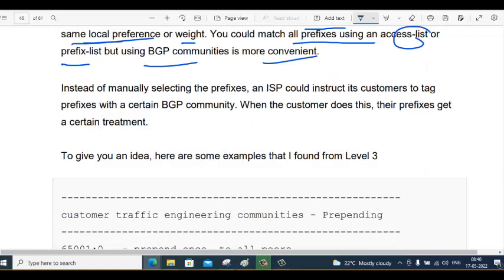So instead of manually selecting the prefixes, an ISP could instruct its customers to tag the prefixes. I told you, the ISP only decides the tag value, the color, the community number, and provides it to the customer. The customer only attaches the tag value. So when the ISP receives the tag, they know what treatment, what special service to provide.